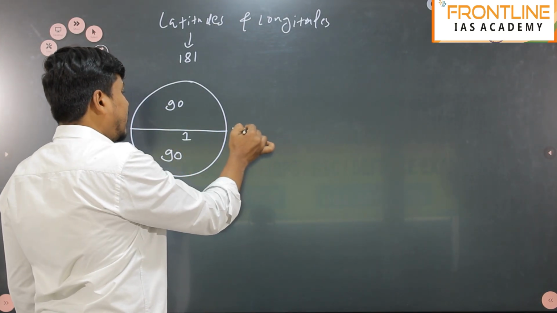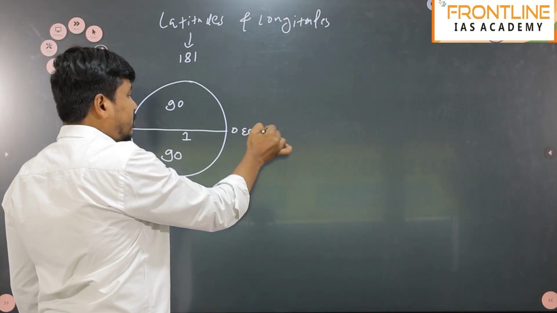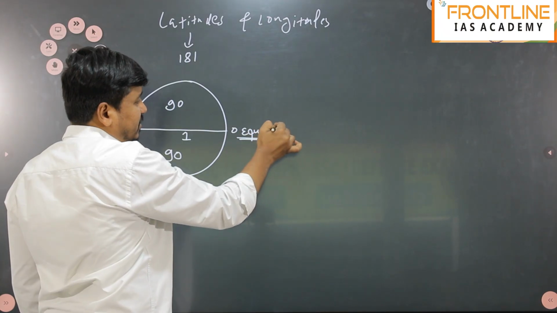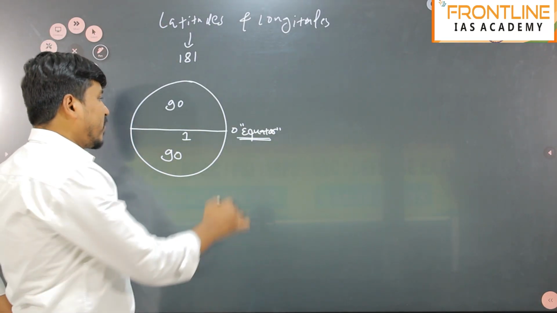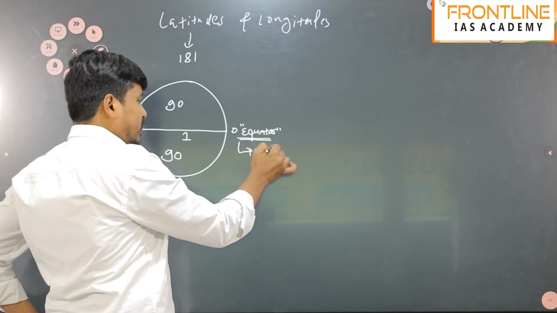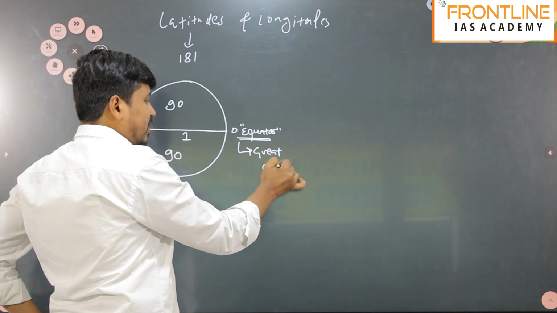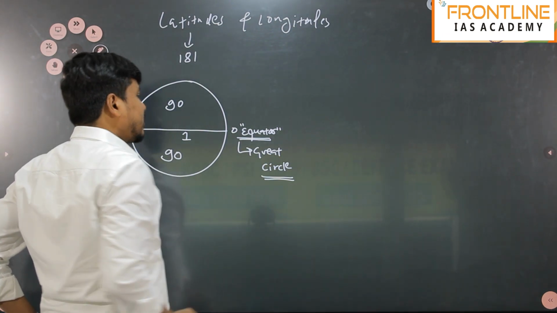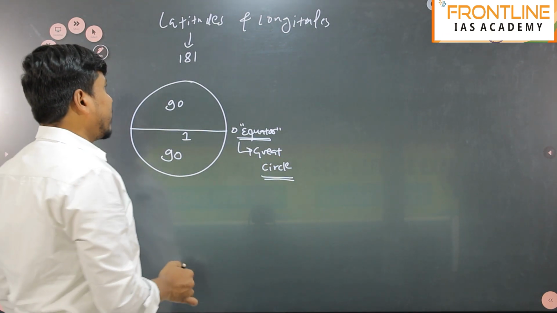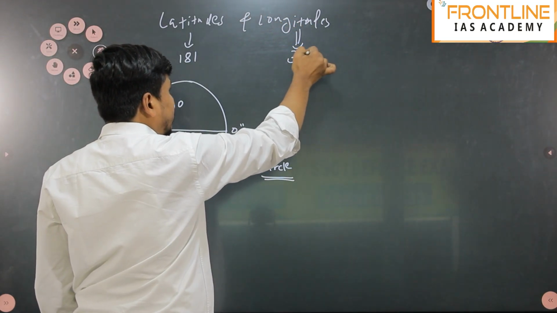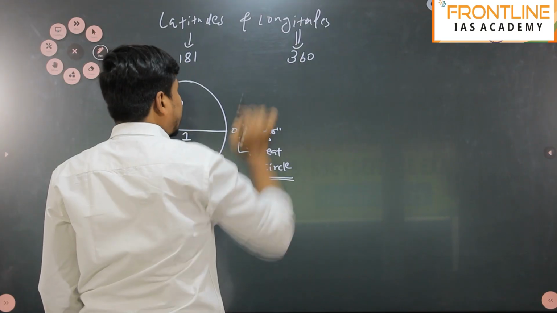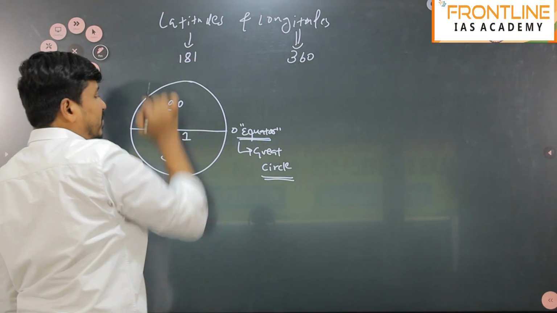And this 0-degree latitude we call the equator, and it's the largest latitude among the 181, and that's why we call it a great circle. So your equator is known as a great circle, because it's the largest latitude. Very important point. And in total there are 360 longitudes. 360 longitudes are there, and 181 latitudes.